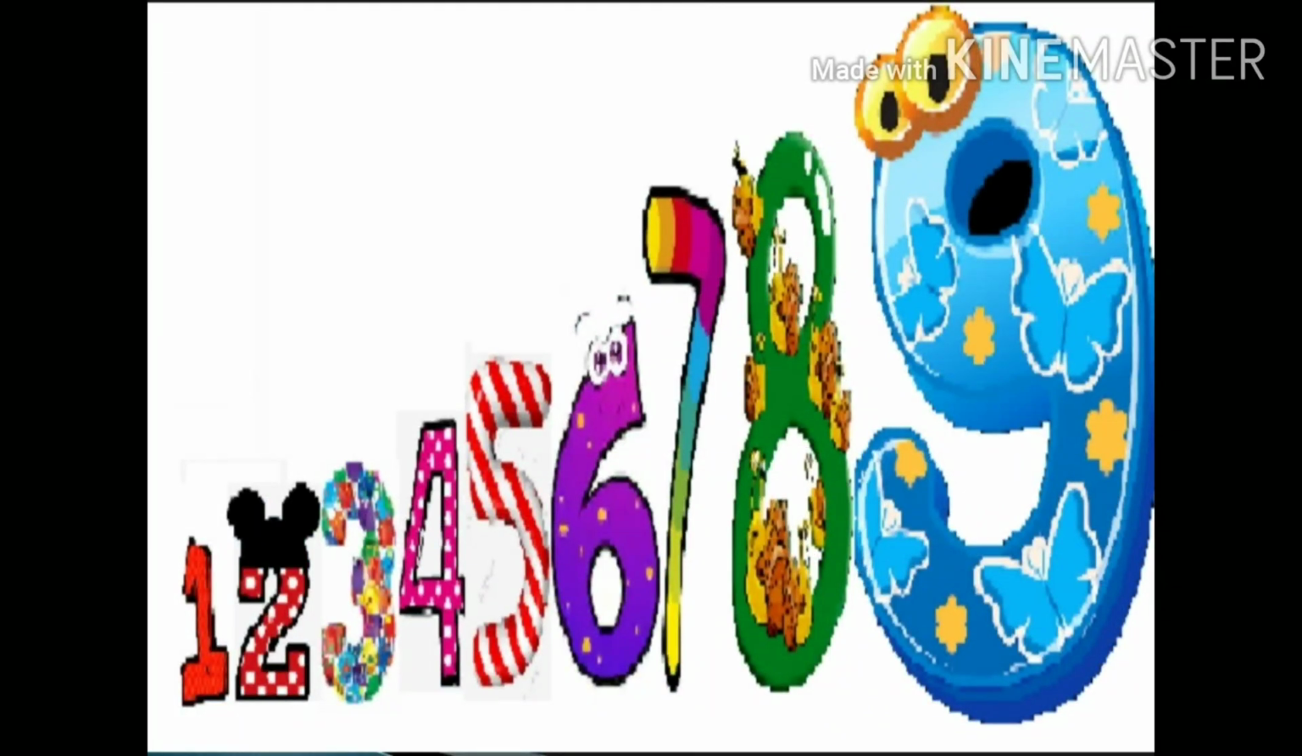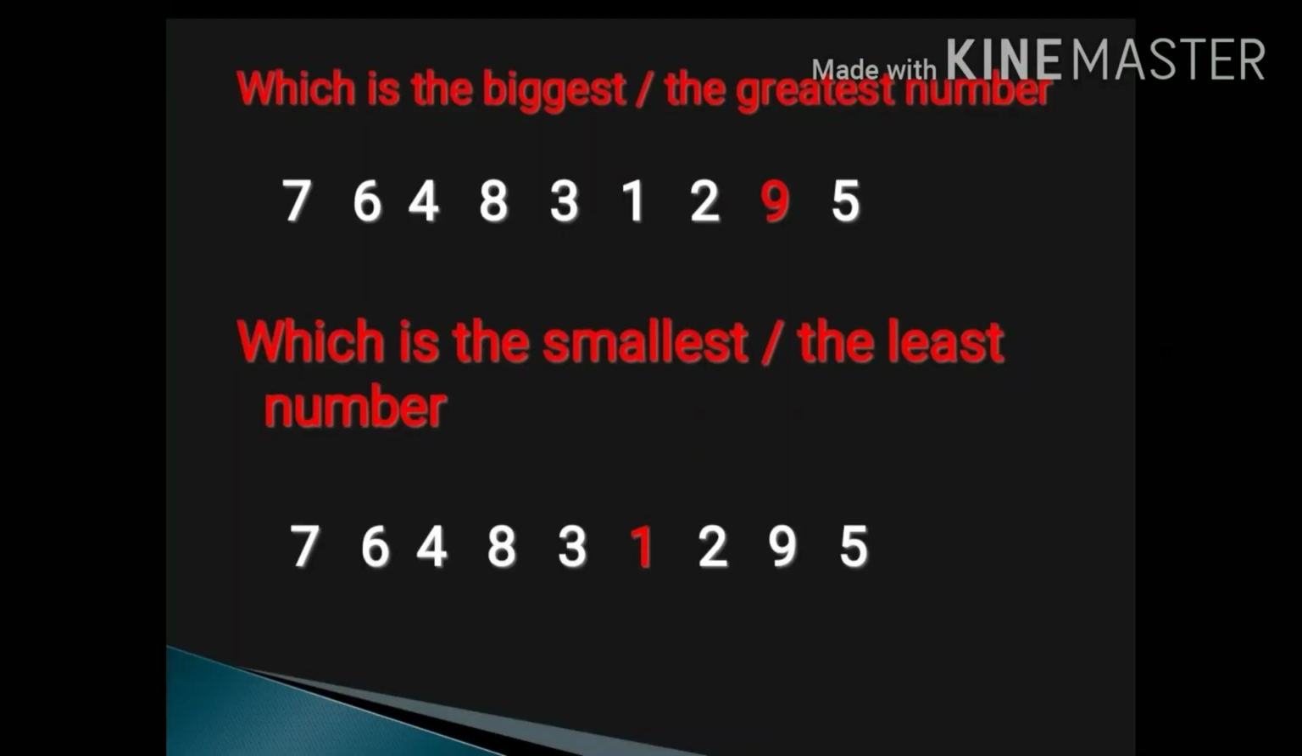Look at this picture from number 1 to 9. 1 is the smallest one digit number and 9 is the biggest one digit number. Look at the given numbers. From that number, tell me which is the biggest number or the greatest number. So, 9 is the greatest number. Same way, tell me the smallest or the least number. 1 is the smallest number.